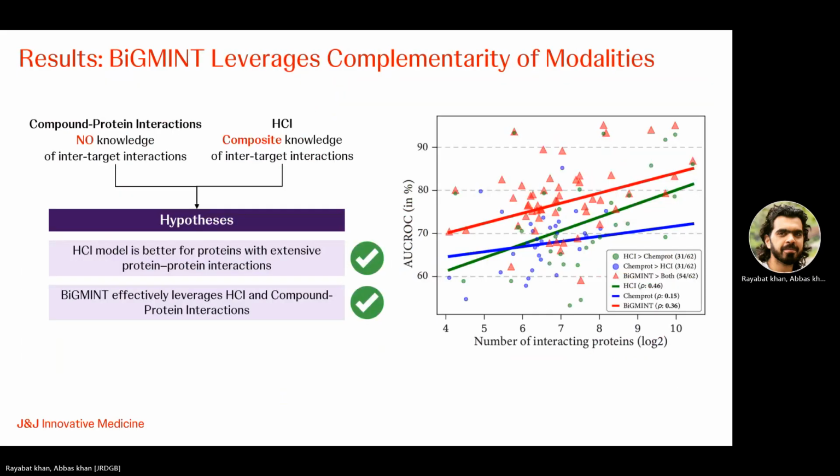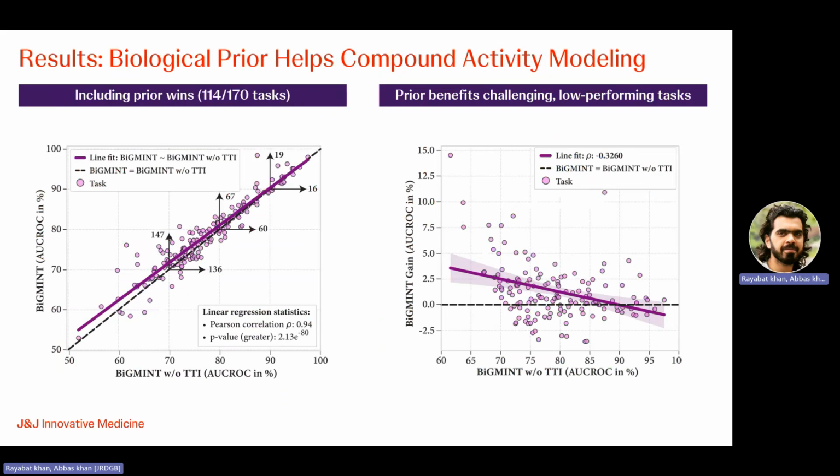We also dig into why the two modalities help each other. We find that HCI is strongest for hub proteins, those with many protein-protein interactions, where the cellular morphological response is rich and detectable. Chemoproteomics shines for more isolated targets. BiGMINT outperforms both modalities across 54 out of 62 proteins, confirming it effectively harnesses complementarity across the full spectrum.